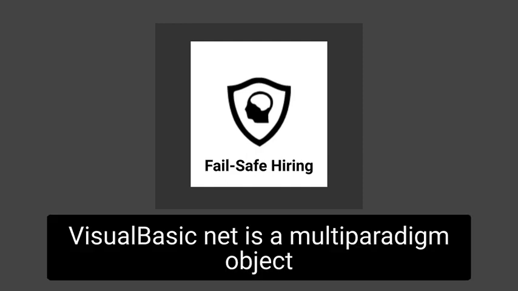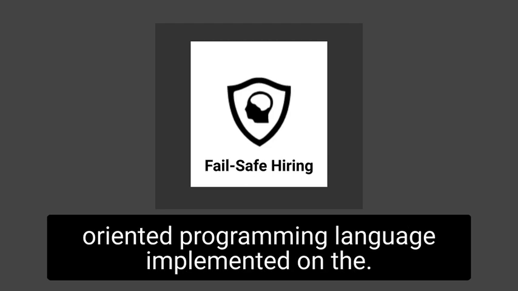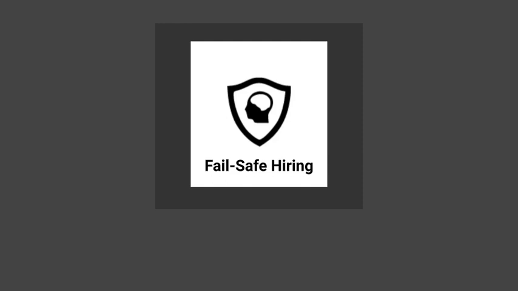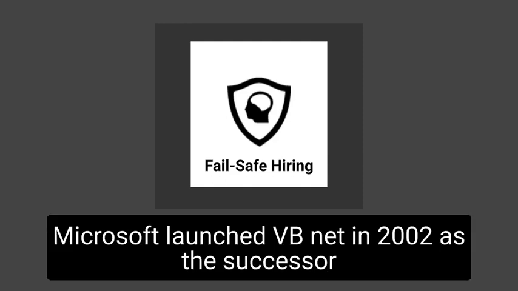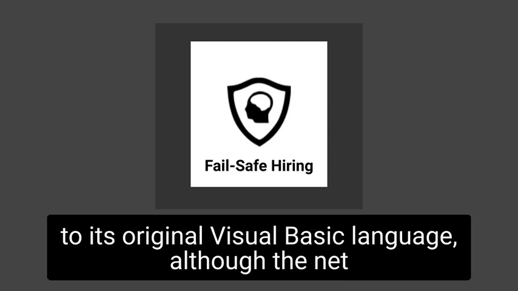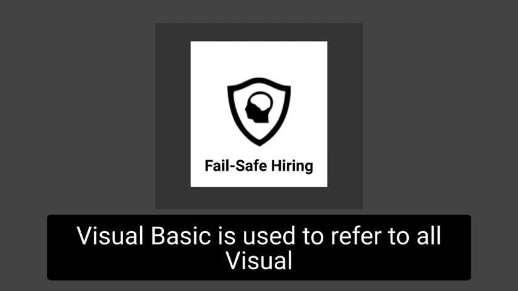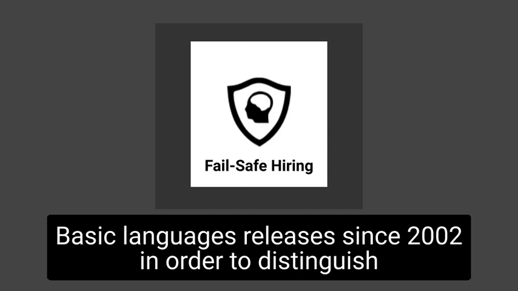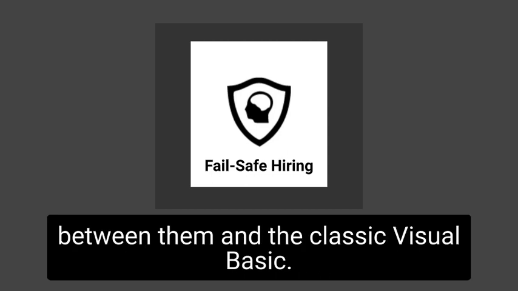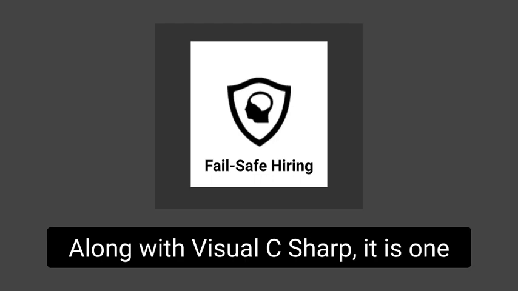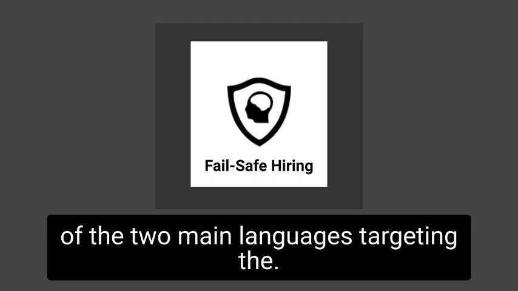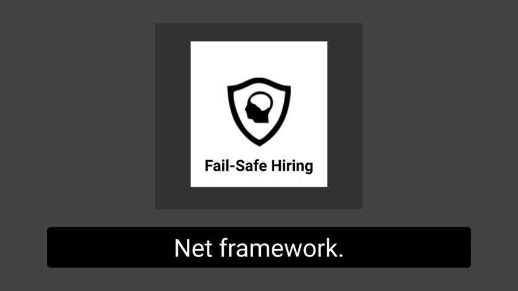Visual Basic .NET. VB.NET is a multi-paradigm, object-oriented programming language implemented on the .NET framework. Microsoft launched VB.NET in 2002 as the successor to its original Visual Basic language. Although the .NET portion of the name was dropped in 2005, Visual Basic .NET is used to refer to all Visual Basic language releases since 2002 in order to distinguish between them and classic Visual Basic. Along with Visual C#, it is one of the two main languages targeting the .NET framework.